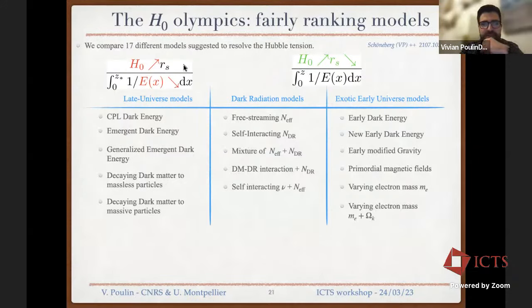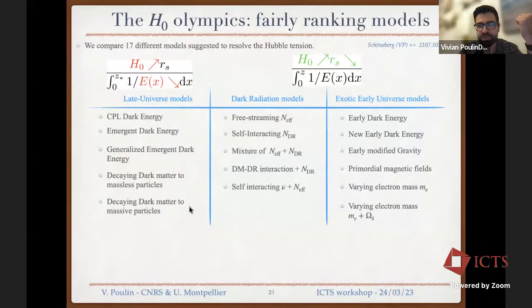And coming back to my simple distinction that I made earlier, there are late-universe models that change the expansion rate. I already mentioned that those were disfavored, but let me show you in practice again. And there are early universe models that can change the sound horizon. I've briefly spoken about dark radiation models that change essentially an effective number of neutrinos, and about early dark energy and its variation. But there are also models that play with recombination that are of interest.